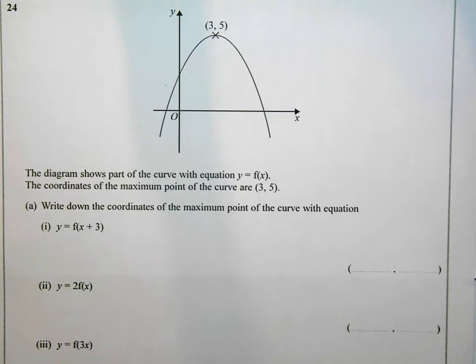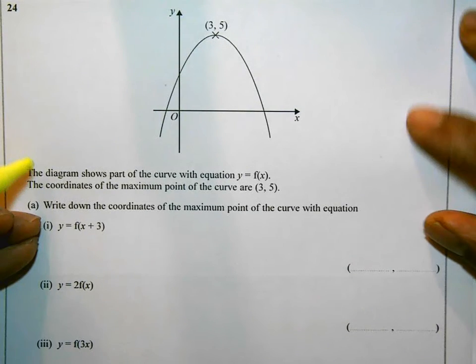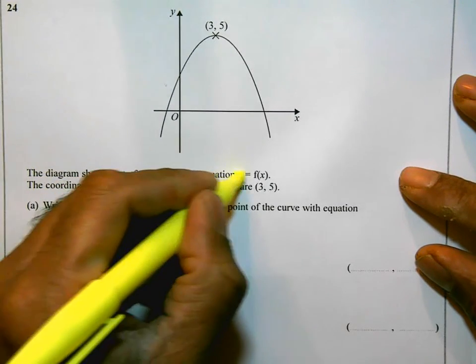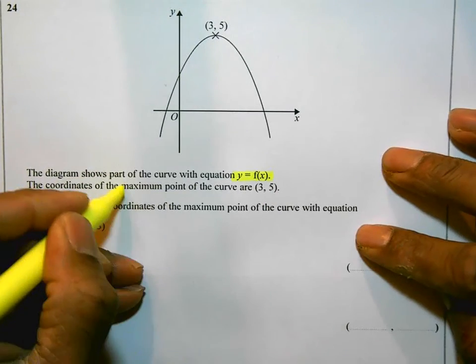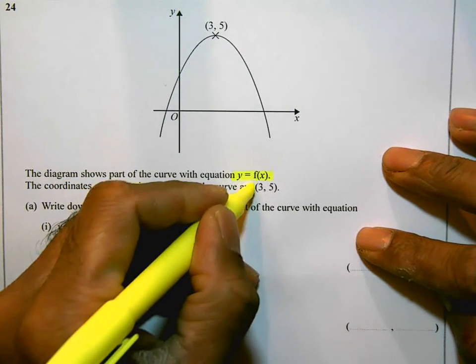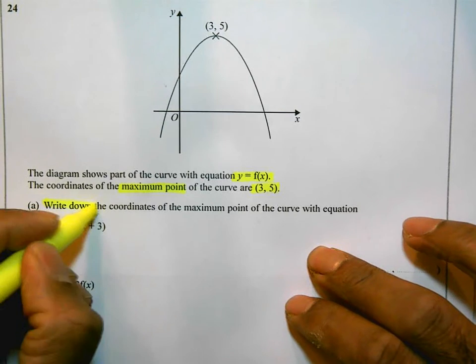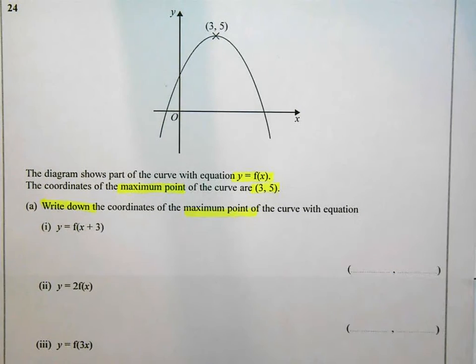This is question number 24 on the June 2015 non-calculator paper. Okay, so the question, we have a graph here. The diagram shows part of a curve with equation y is equal to f of x. The coordinates of the maximum point on the curve are 3, 5. And they want us to write down the coordinates of the maximum point with these equations.